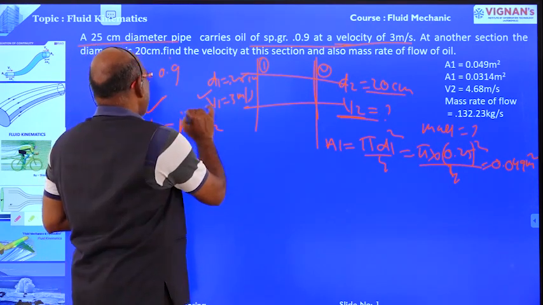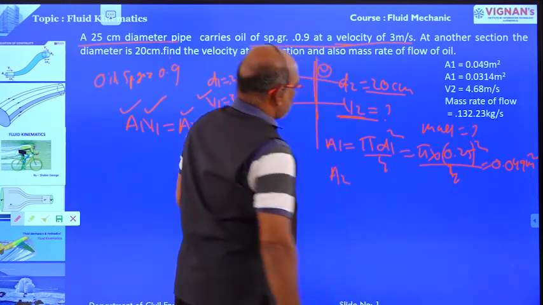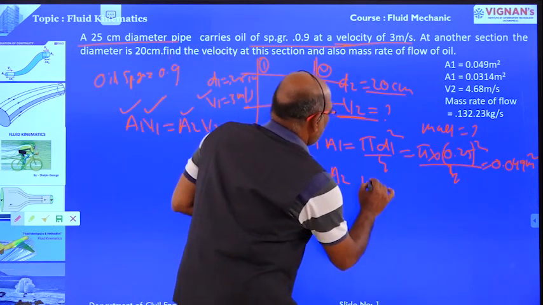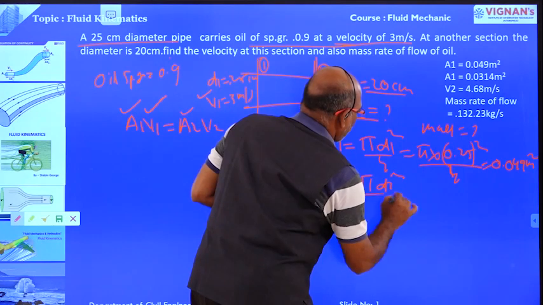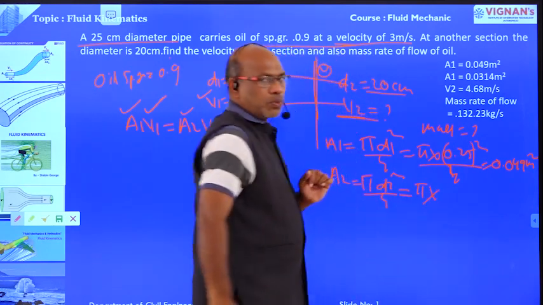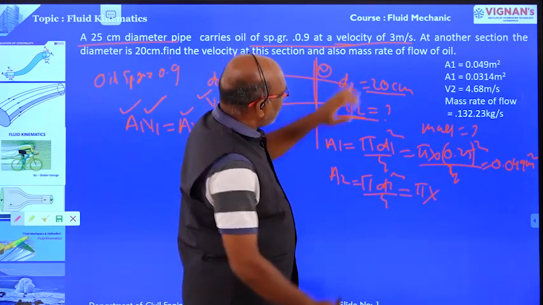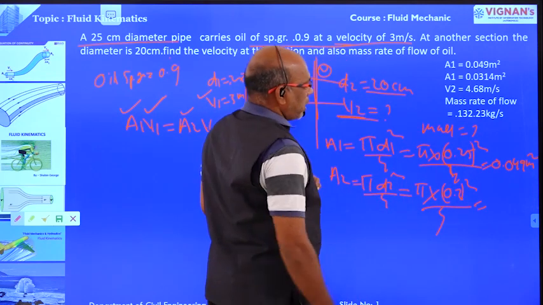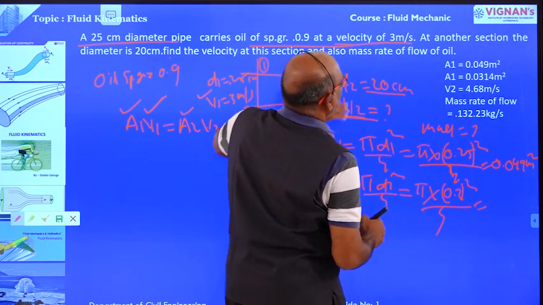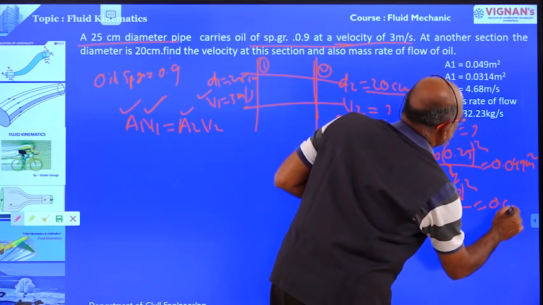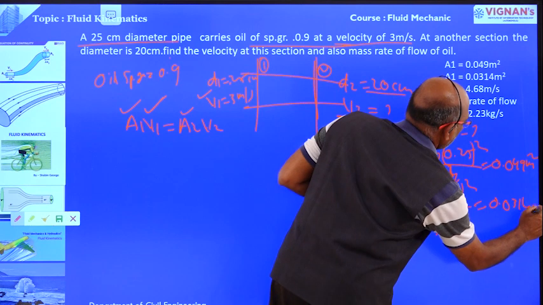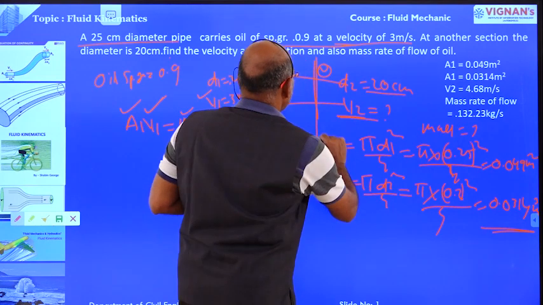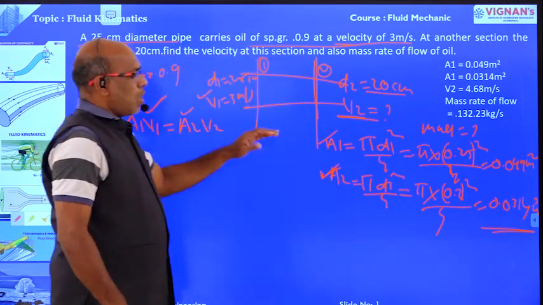Right, that is okay. And A2 means the cross-sectional area at section 2-2 at a diameter of 20 centimeters. Here also the same formula, pi d2 squared by 4, that is pi into, what is d2? Diameter at section 2-2 is 20 centimeters, that converts into 0.2 meters, squared, divided by 4. The area at section 2-2 is 0.0314 meter squared. This is the area at the 20 centimeter dia pipe. This is the area at the 25 centimeter dia pipe.